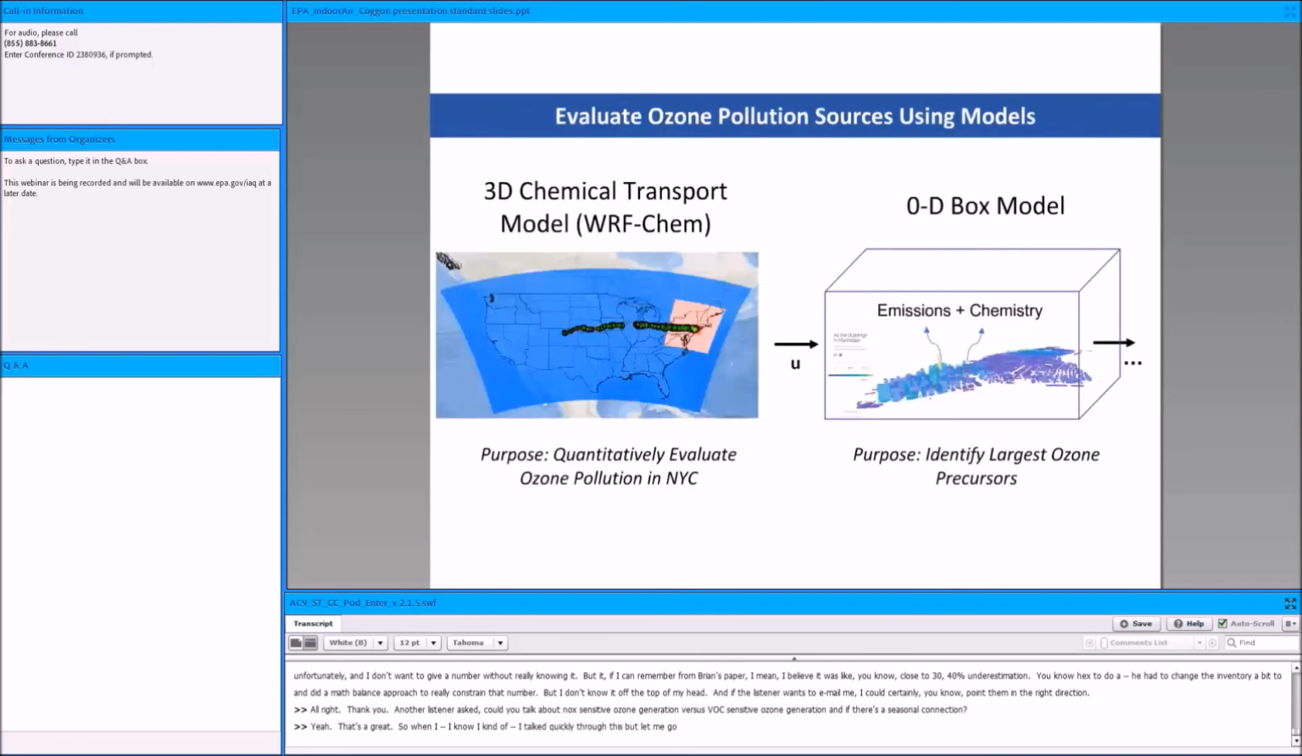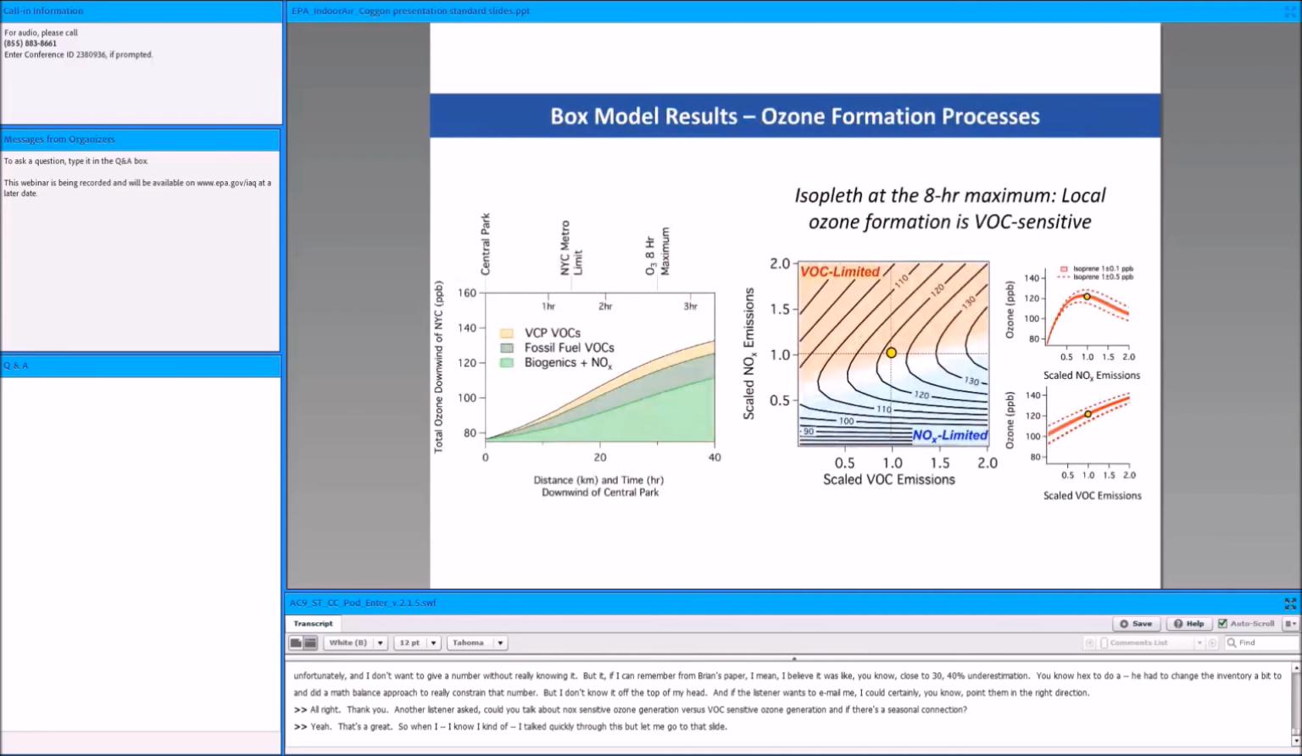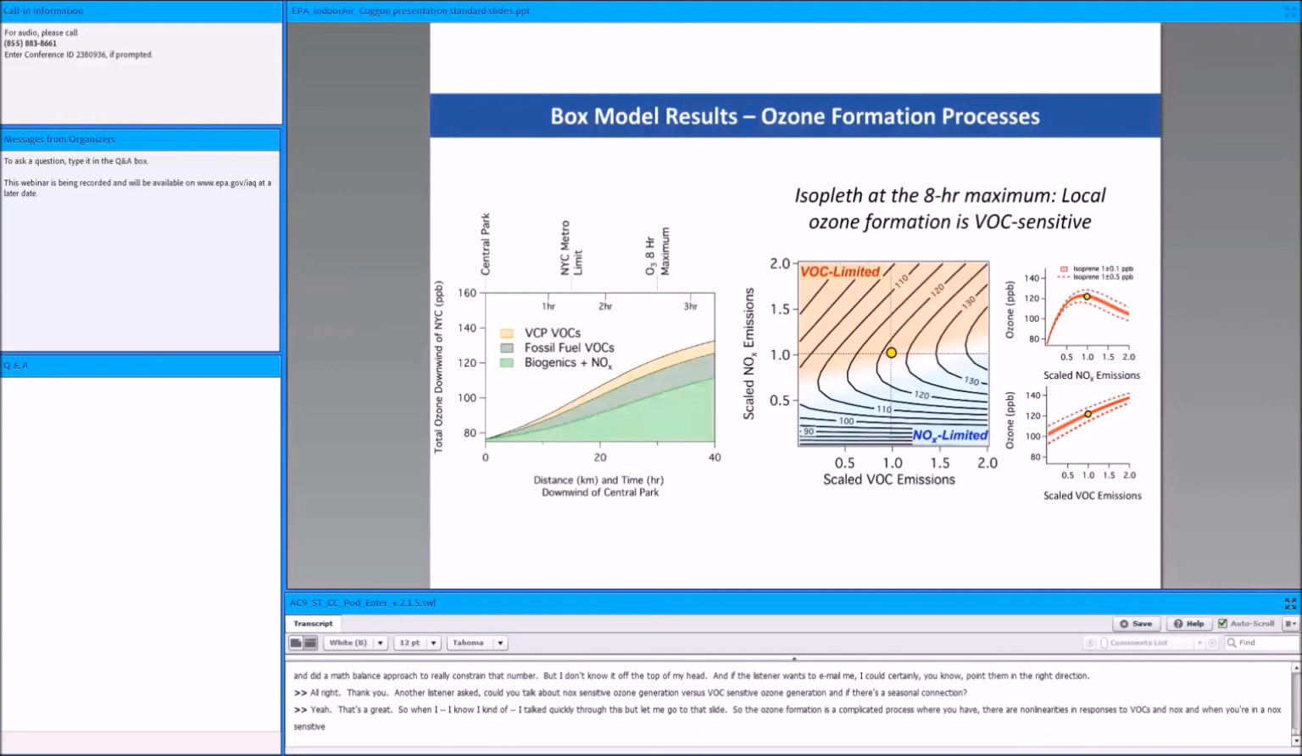The ozone formation is a complicated process where there are nonlinearities in responses to VOCs and NOx. When you're in a NOx-sensitive regime, you can see in this plot on the upper right the ozone responses to changes in NOx. And this is again at that 8-hour ozone maximum, where we saw the most ozone in the 3D model.